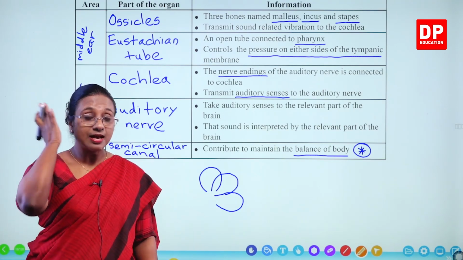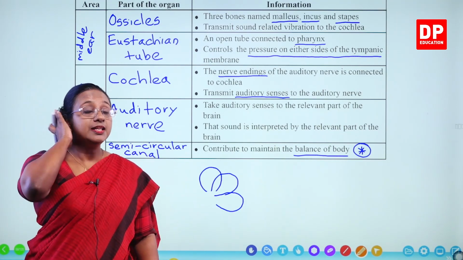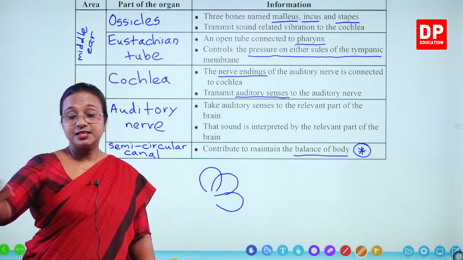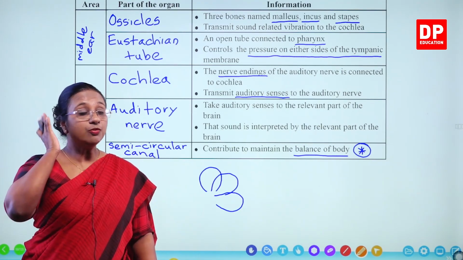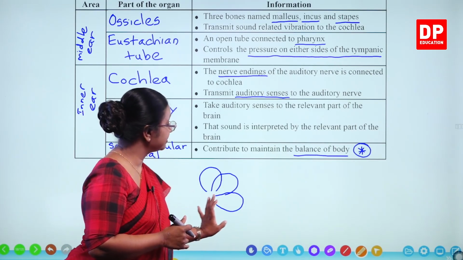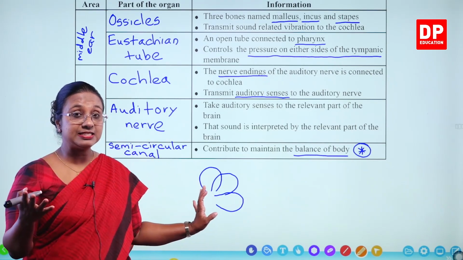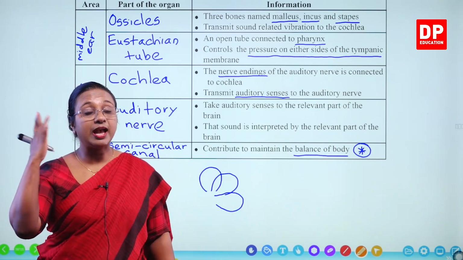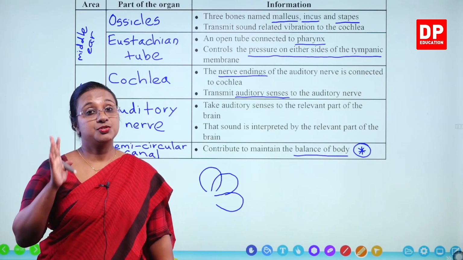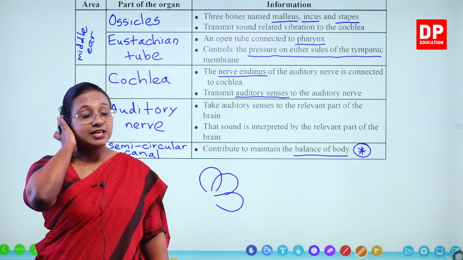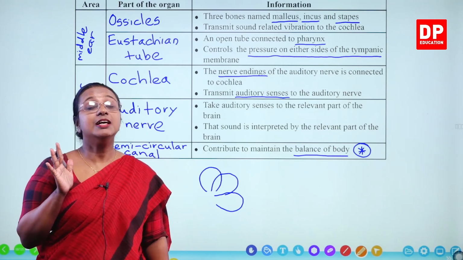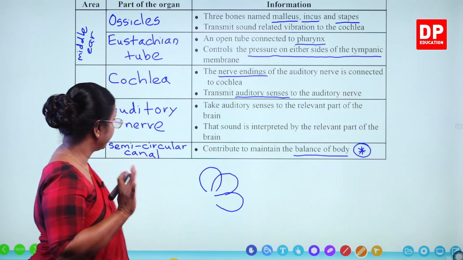That is why when someone gets hit in their ear, or if there is a large sound, due to that, the fluid inside the semicircular canal can get disturbed. Because of that, you can lose your balance. So you have to be careful. That is why they say not to hit anyone in the ear. You have to be careful with that.